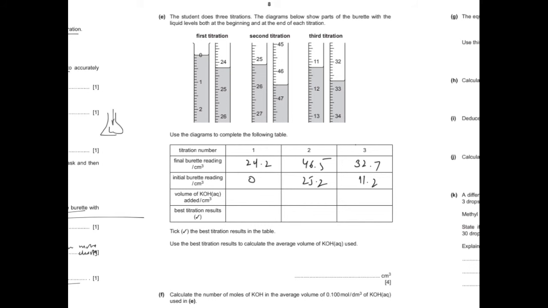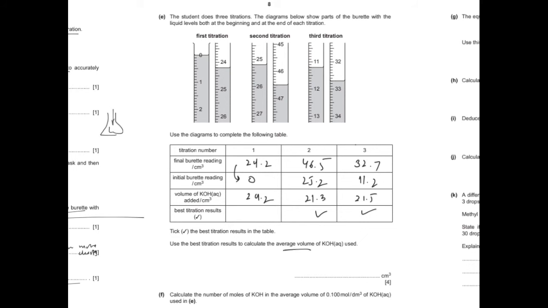The volume of potassium hydroxide added, you just have to subtract them. 24.1, then 46.5 minus 25.2 will be 21.3. 32.7 minus 11.2 would be 21.5. Now you'll have to pick the best titration results. The best titration results are those which are closest to each other. A lot of students will choose experiment 1 and 2 because this is 0.2 and this is 0.3, but they will not see that this is actually 24. So experiment number 2 and 3 are actually closest to each other.